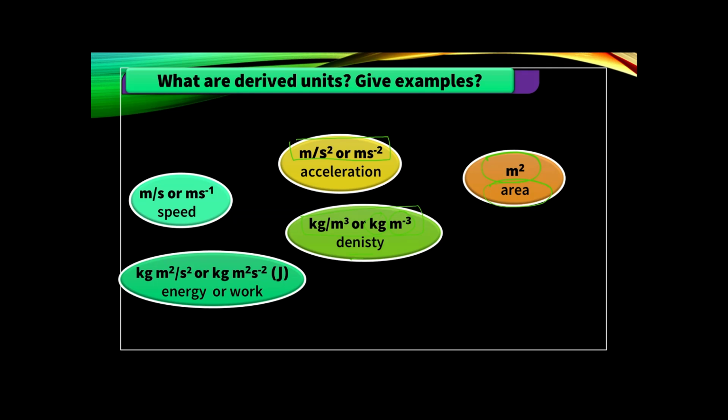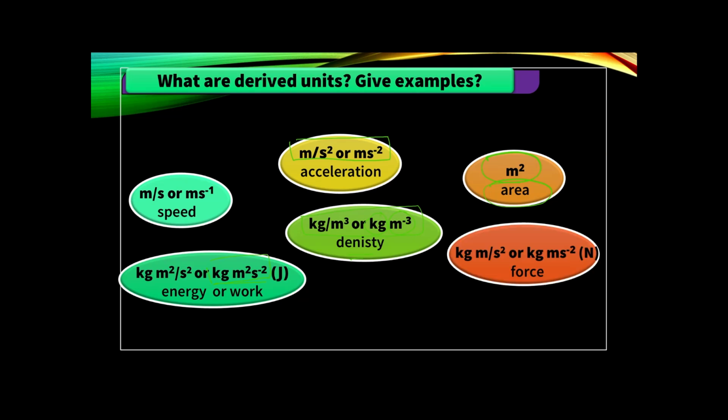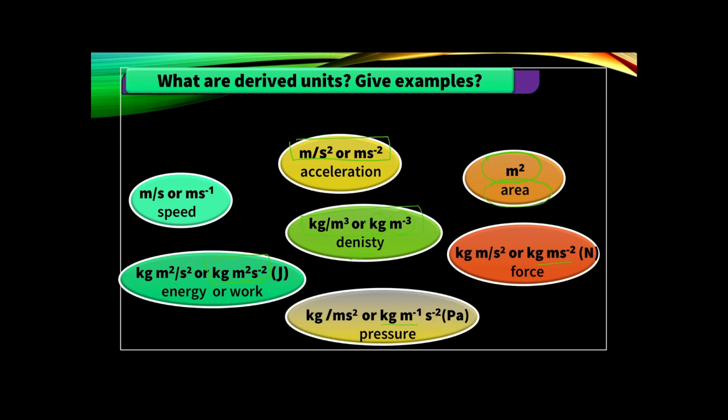Energy, the unit is joule, but joule can be expressed as a combination of these fundamental units. Force, kilogram meter per second square, which is Newton. Pressure, kilogram m^-1 s^-2, which is Pascal. So these are the derived units. So what are the derived units? The units of derived quantities.